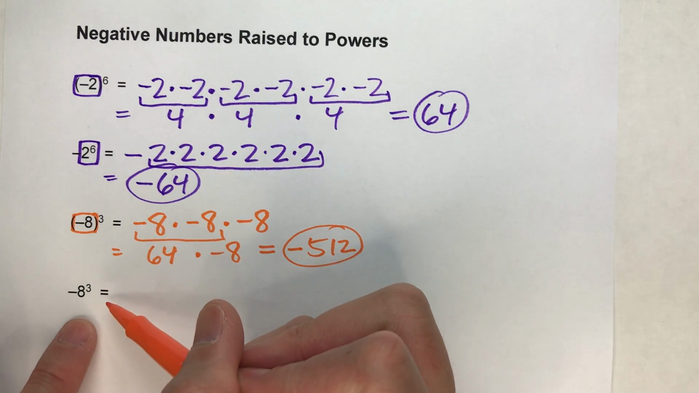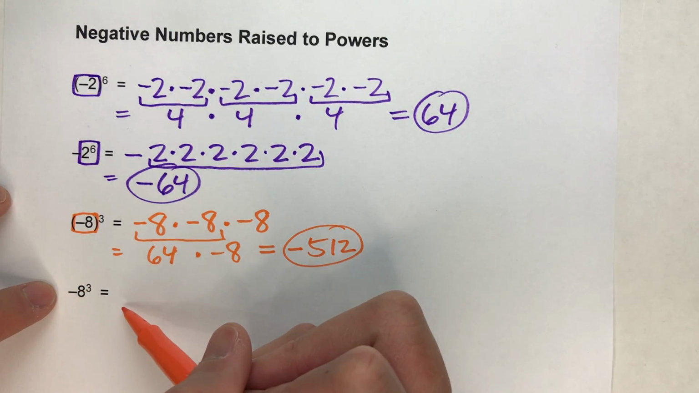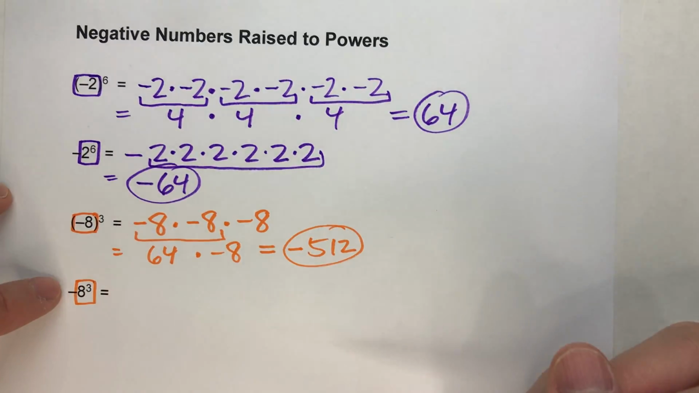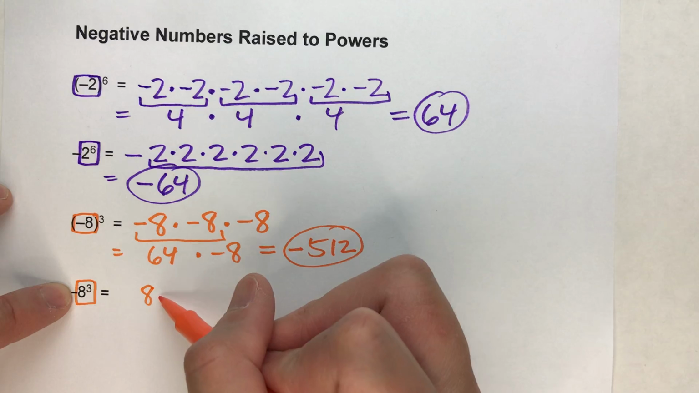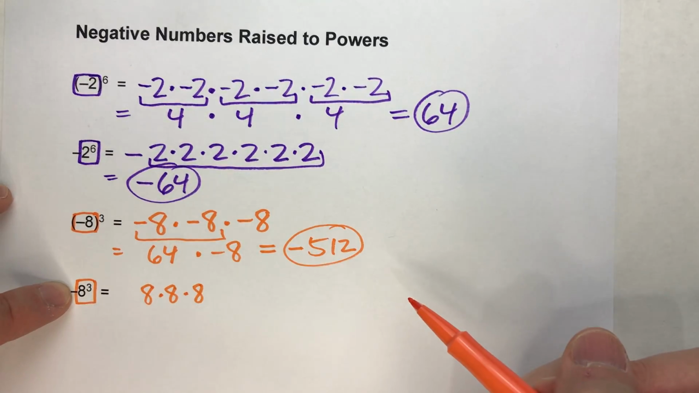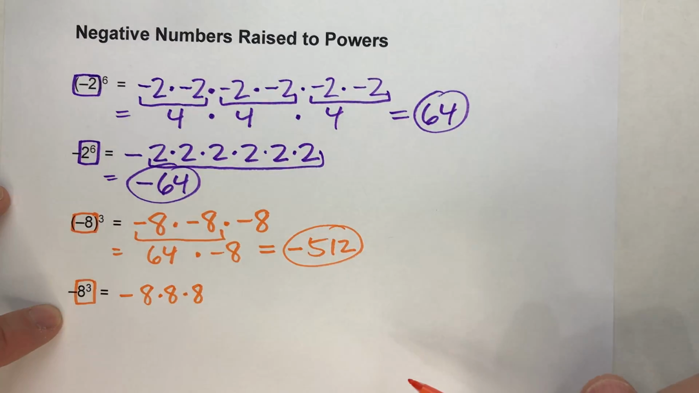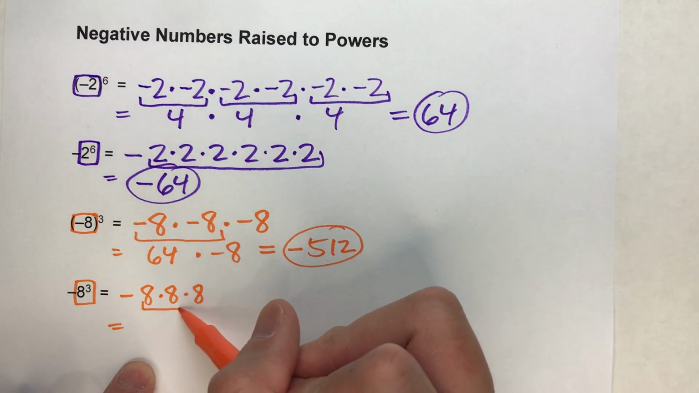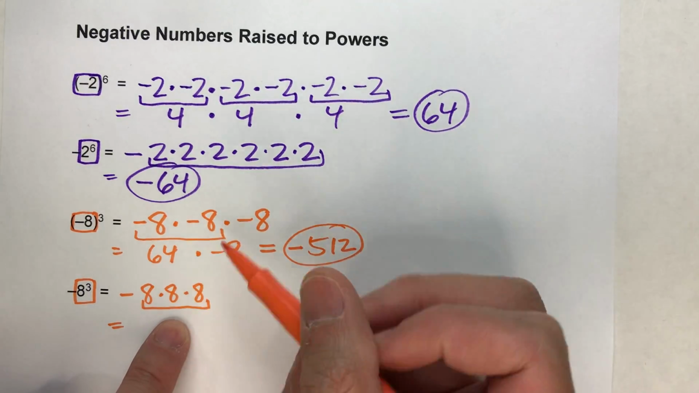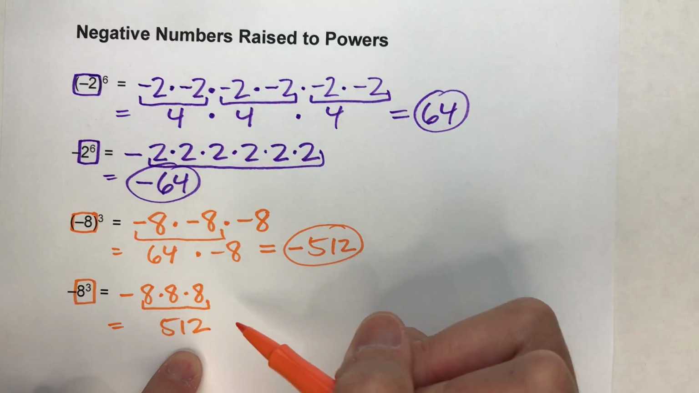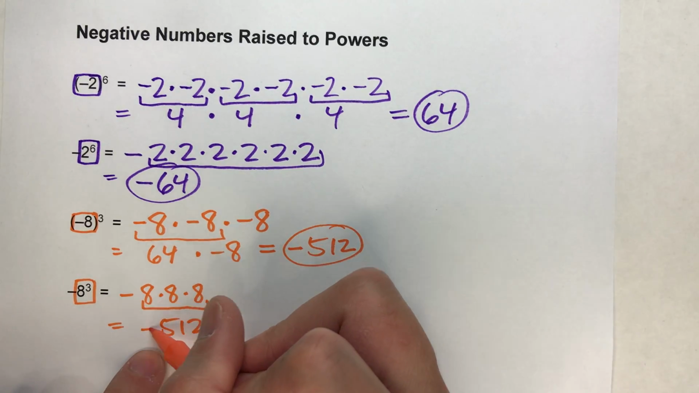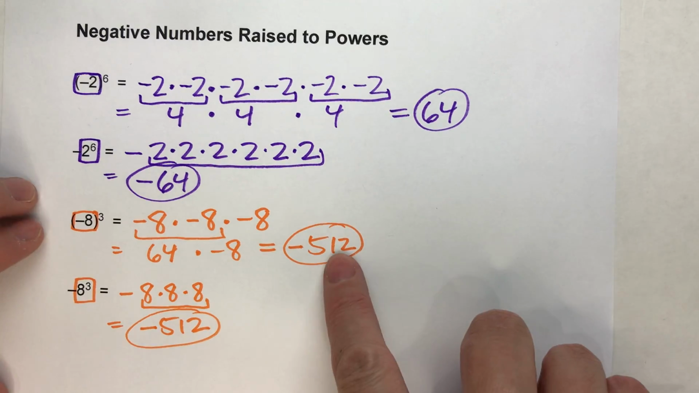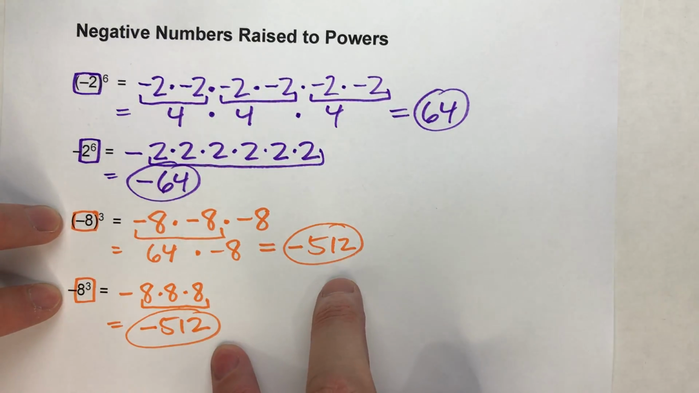Now, let's try the other one. -8 to the 3rd power. Again, this one doesn't have parentheses, so that means I have to do the exponent first. I have to do 8 times 8 times 8 first, and then stick the negative sign on my answer. So, let's do that. Well, I just got through saying that 8 times 8 times 8 is 512. But then we stick the negative sign in front of it. So our answer is negative 512. And look, actually this time we end up getting the same answer.